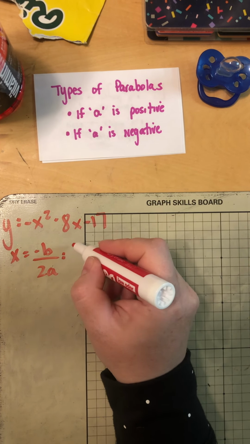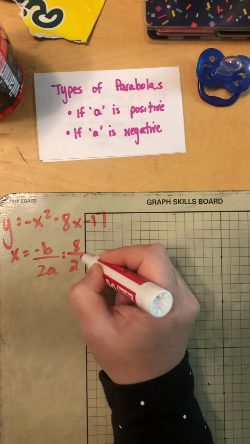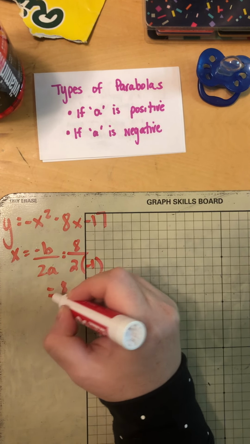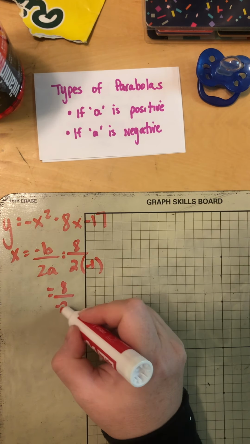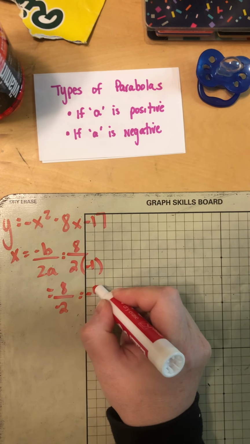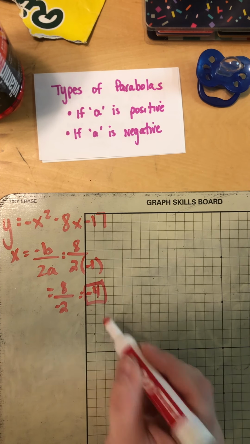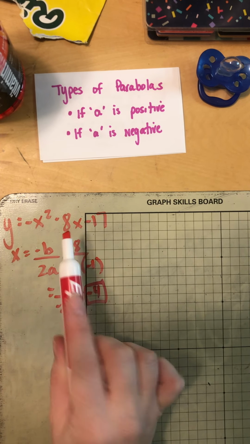Opposite of negative 8 is positive 8 over 2 times negative 1. So 8 over 2 times negative 1 is negative 2, which gives you negative 4. So your x is going to be negative 4. Plug in negative 4 to your equation.